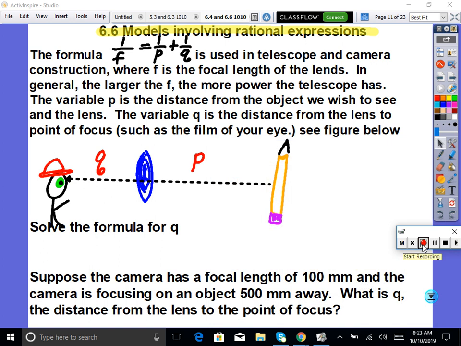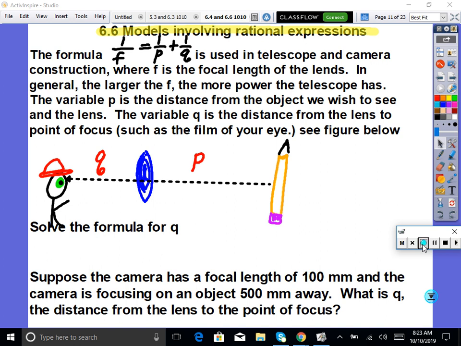Let's read number this one. It says the formula, a lot of times in these story problems, they'll give you this weird formula that you've never seen before. That's besides the point. So it says the formula 1 over f equals 1 over p plus 1 over q is used in telescope and camera construction, where f is the focal length.